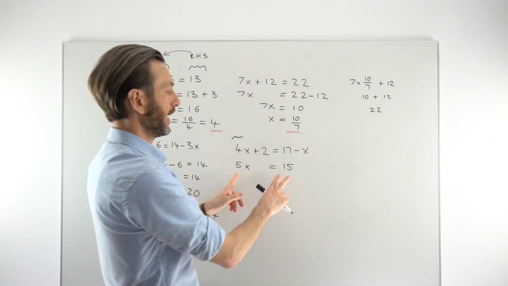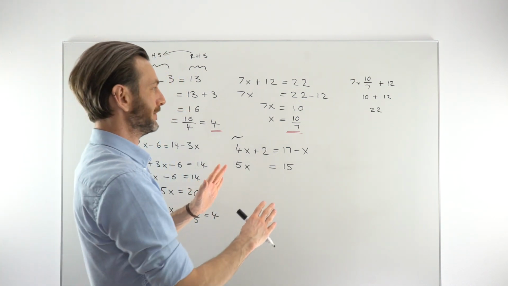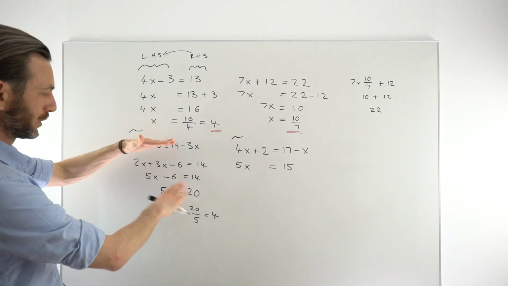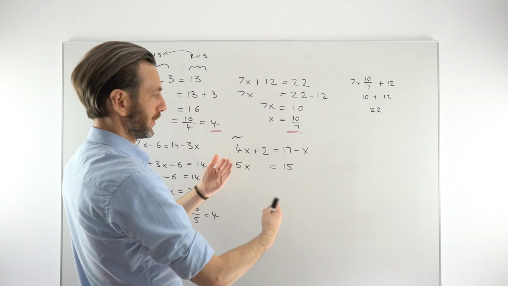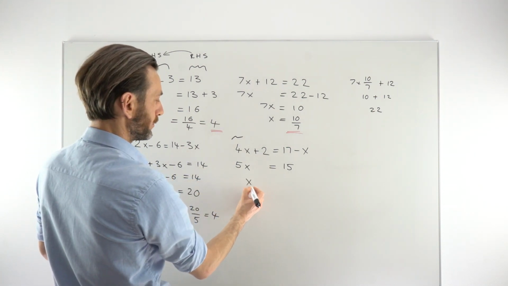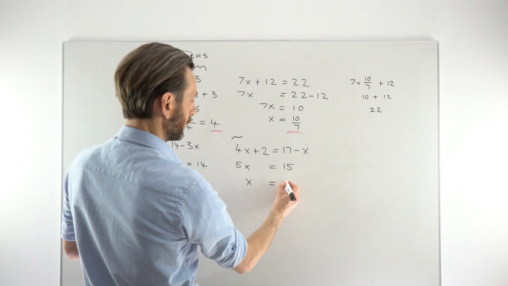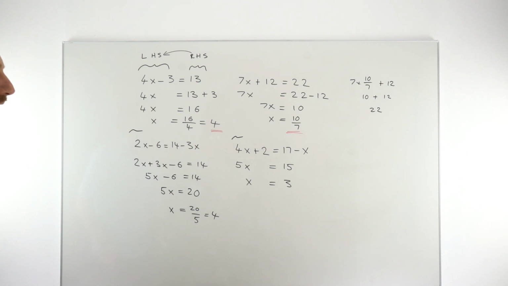The only thing I would say with that at first, if these are new to you, just be ultra careful with those. Maybe take enough lines of working initially until you're comfortable, and then you'll just naturally start to do more than one thing on each line of working. So dividing both sides by 5, we would get x equals 3. And that's our solution for that one.